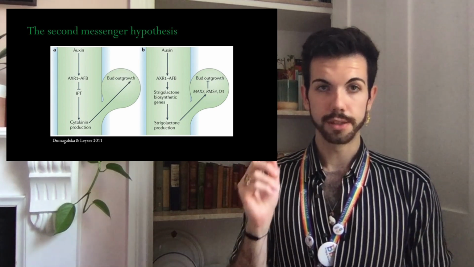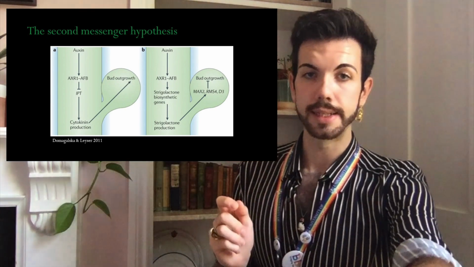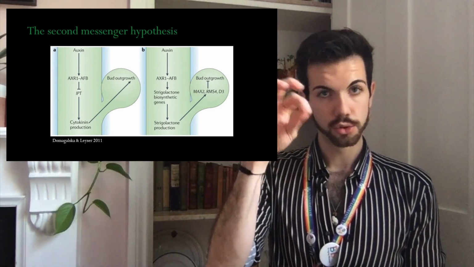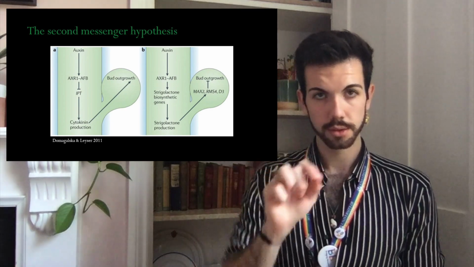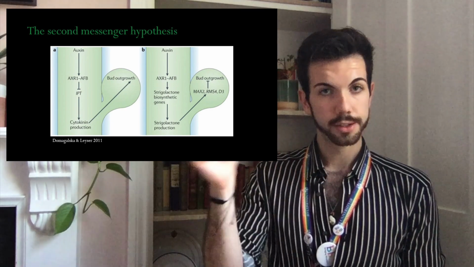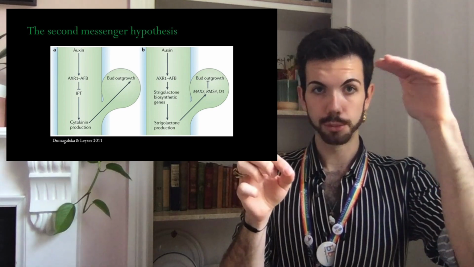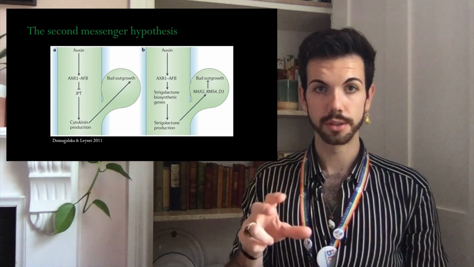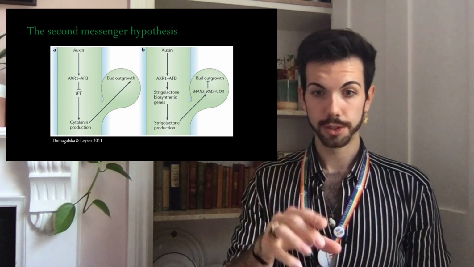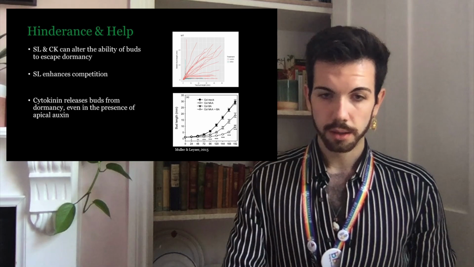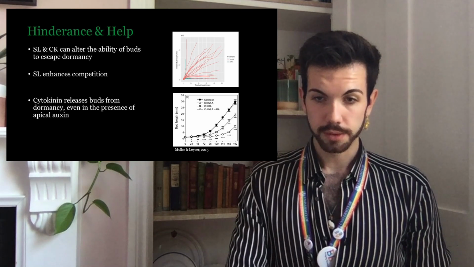There should be a release of inhibition of these buds and they should grow. And we can also see from applying these hormones directly to the bud, so if we apply cytokinin directly to a dormant bud, you can see it will grow out, whereas if you apply strigolactone to a bud where the apical meristem has been removed, it is able to maintain suppression of that bud and keep it dormant. So there's just a couple of examples of that here.